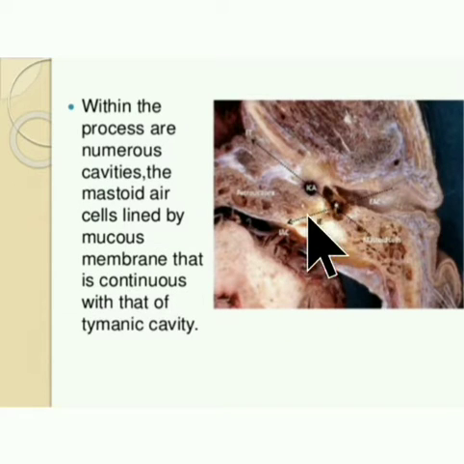Within the mastoid process, you can see numerous cavities over here. These are the mastoid air cells, lined by mucous membrane, and it is continuous with that of the tympanic cavity.